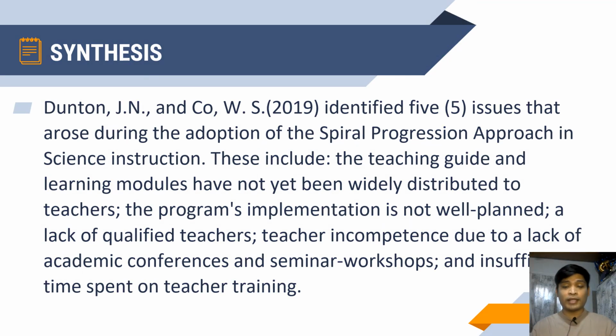Dunton and Co. identified 5 issues that arose during the adoption of the spiral progression approach in science instruction. These include the teaching guide and learning modules that have not yet been widely distributed to teachers, the program's implementation being said to be not well planned, a lack of qualified teachers, teacher incompetence due to a lack of academic conferences and seminar workshops, and insufficient time spent on teacher training.